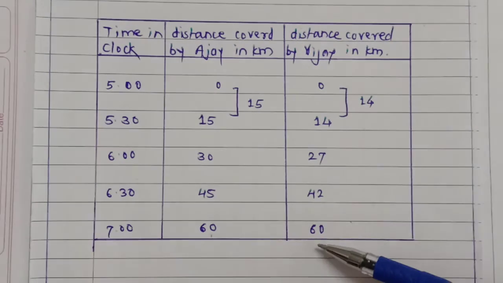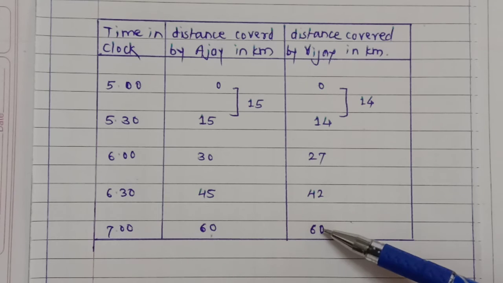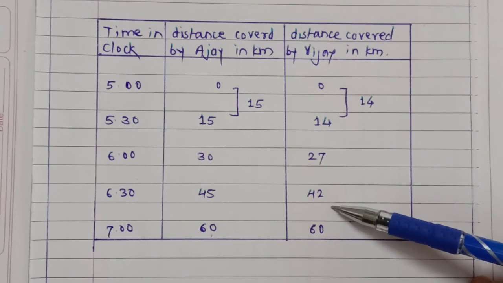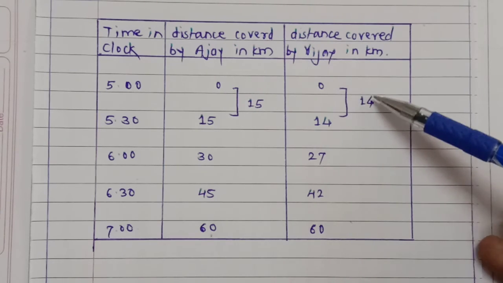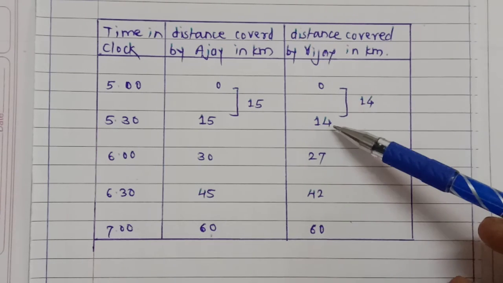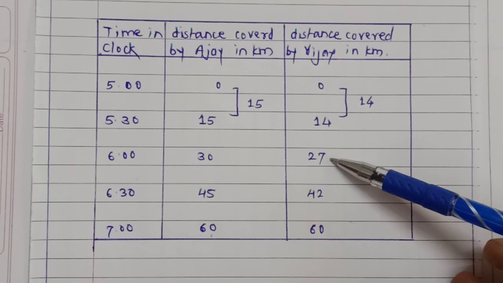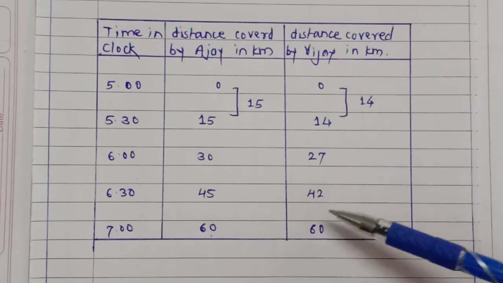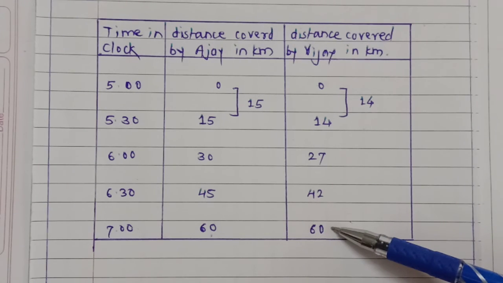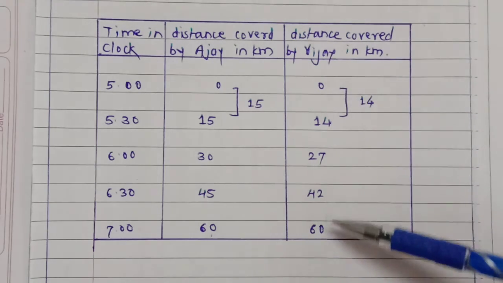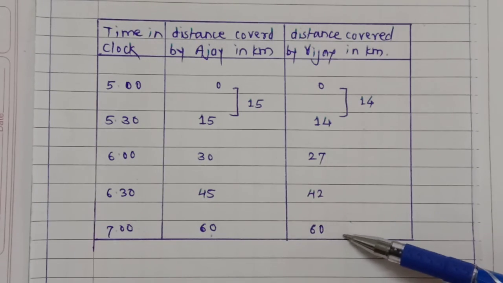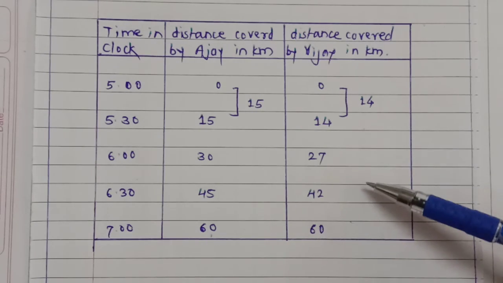Vijay has covered the same distance of 60 kilometers, but the distance covered by him in each half hour is not the same. In the first half an hour he has covered 14 kilometers, then in the next half an hour he has covered 13 kilometers, in the next half an hour he has covered 15 kilometers, and in the last half an hour he has covered 18 kilometers. Means the distance covered by him in equal intervals of time is unequal. So such a motion is called non-uniform motion.